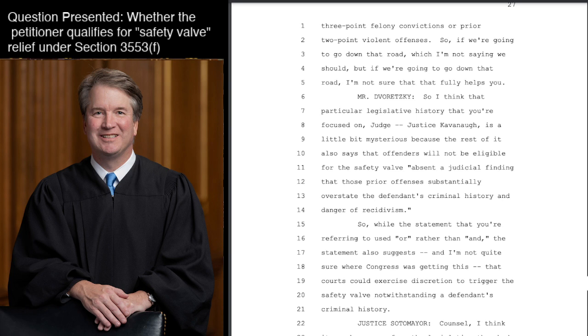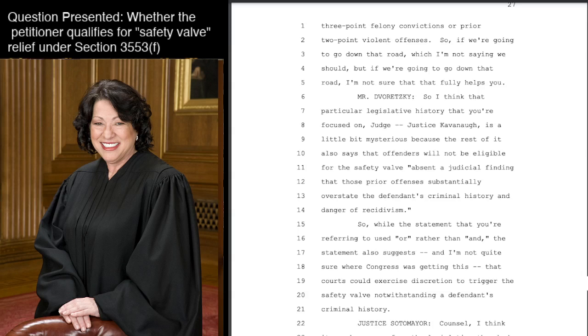So I think that particular legislative history that you're focused on, Justice Kavanaugh, is a little bit mysterious because the rest of it also says that offenders will not be eligible for the safety valve, quote, absent a judicial finding that those prior offenses substantially overstate the defendant's criminal history and danger of recidivism. So while the statement that you're referring to used "or" rather than "and," the statement also suggests, and I'm not quite sure where Congress was getting this, that courts could exercise discretion to trigger the safety valve notwithstanding a defendant's criminal history. Counsel, I think it may have come from the legislation they had been looking at.